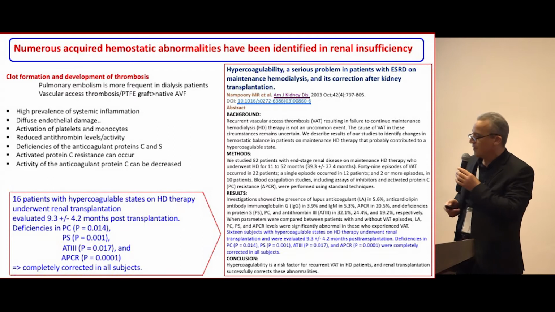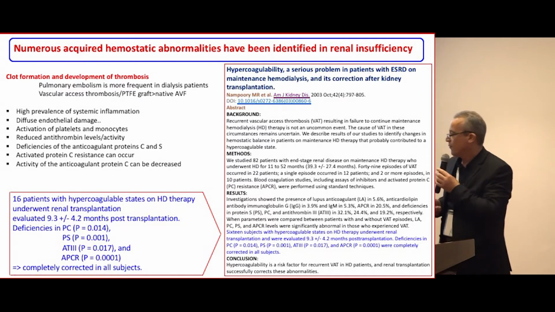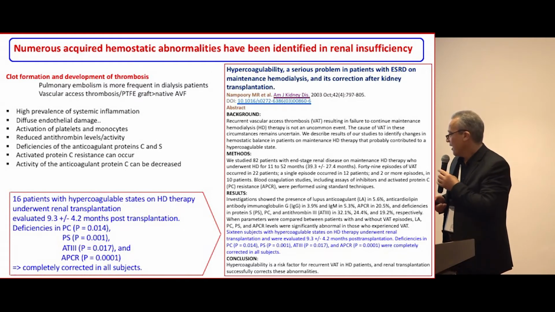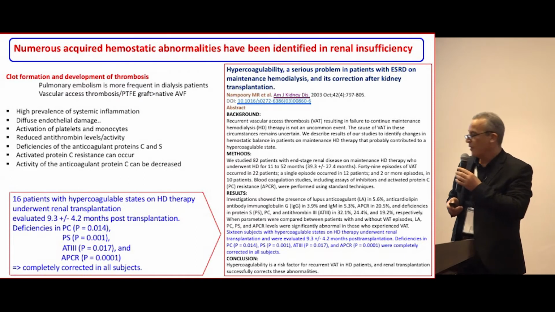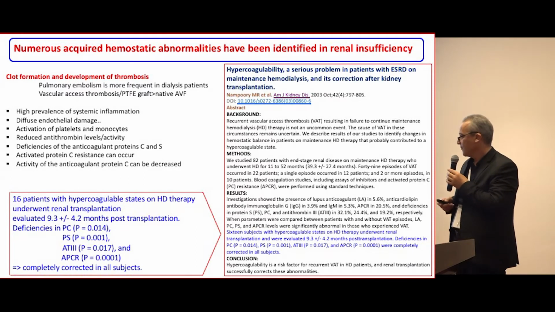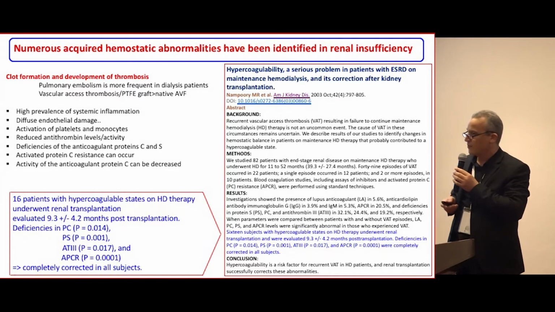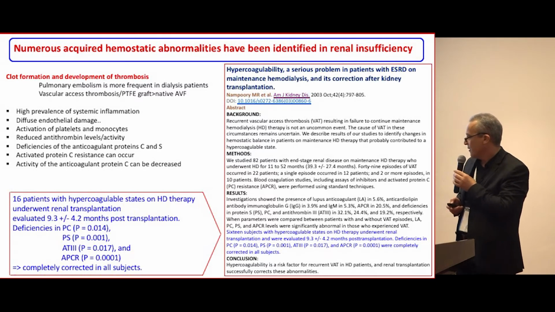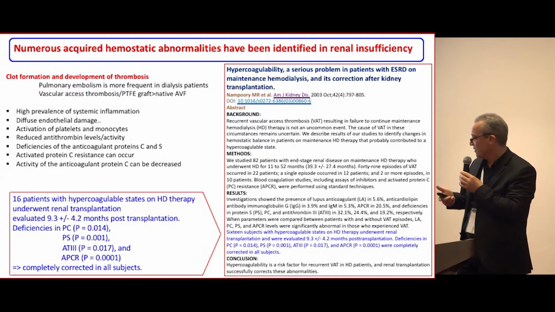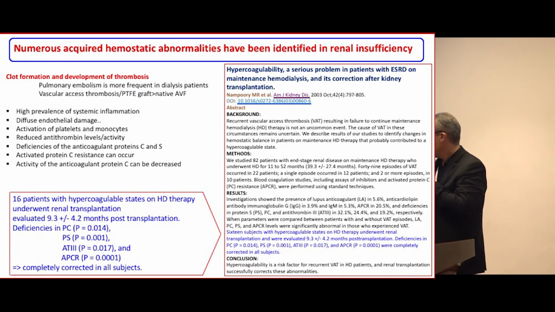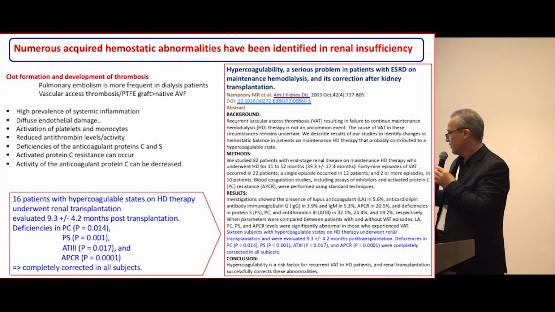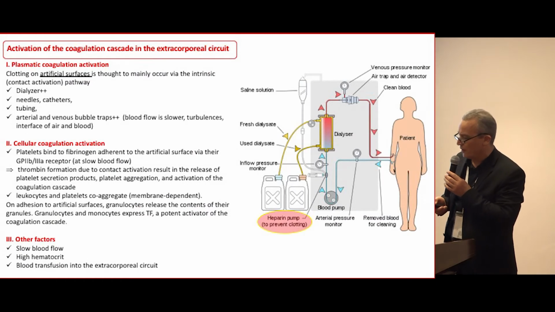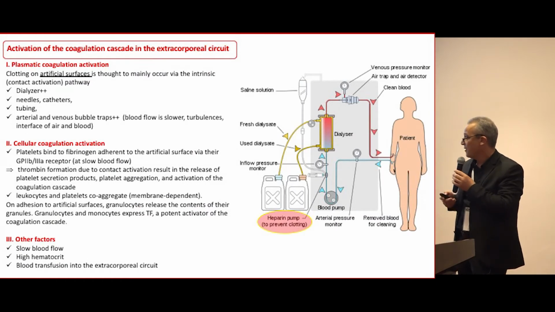And it is interesting to note that these abnormalities are also reversible, and as it was published in this paper, for 16 patients with hypercoagulable states on hemodialysis therapy who underwent renal transplantation, the authors share with us that deficiencies in protein C, S, antithrombin 3, and resistance to protein C were completely corrected by kidney transplantation and normalization of renal function. So these are reversible.